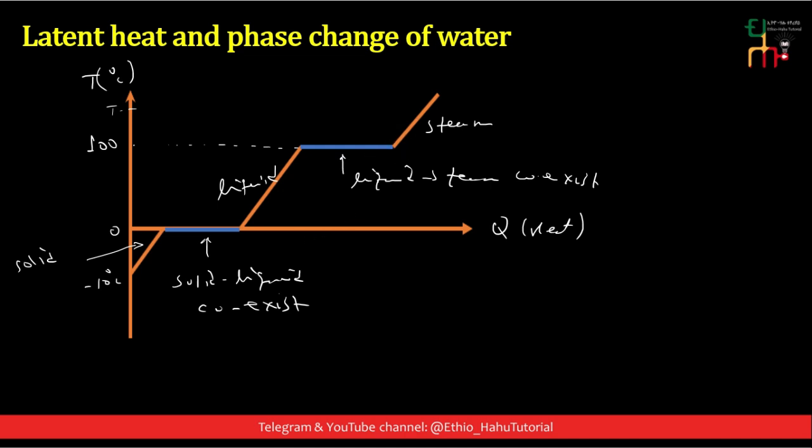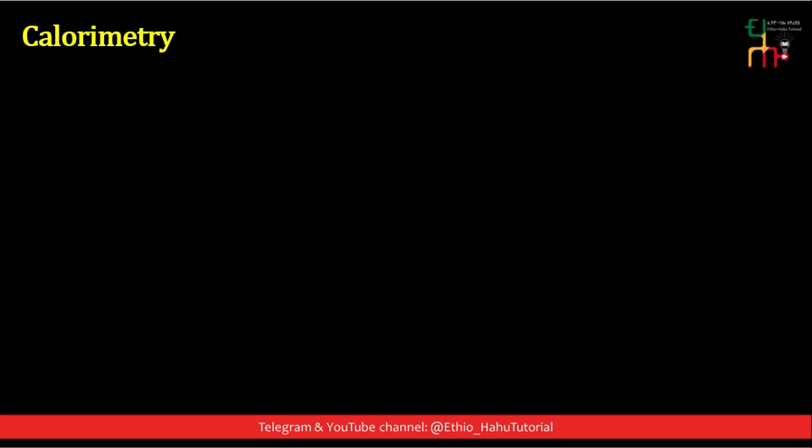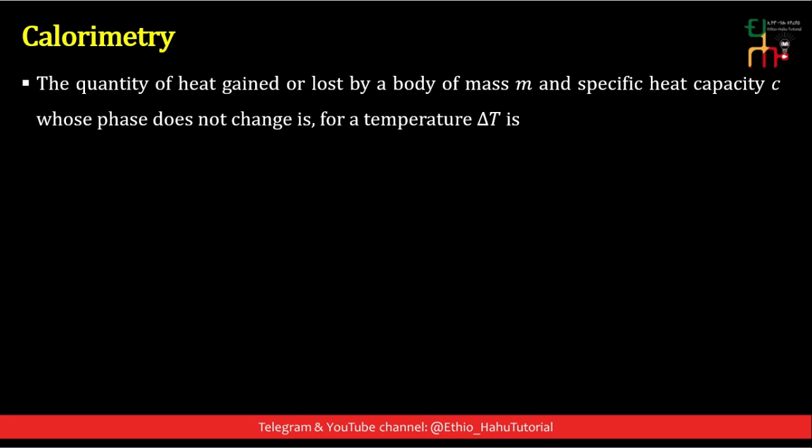Therefore, in general, the amount of heat that we add to a system can partly increase the temperature of the system and partly does work on the system. When we say that the amount of heat added to the system partly does work on the system, it brings phase change from, say, solid state to liquid state, and from liquid state to vapor state or steam. Having seen this, let's see the concept of calorimetry.